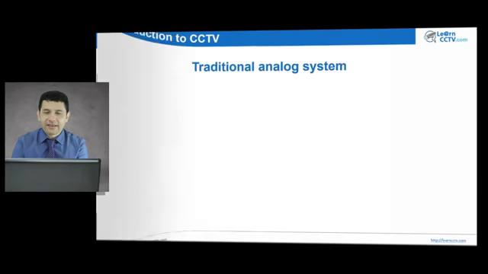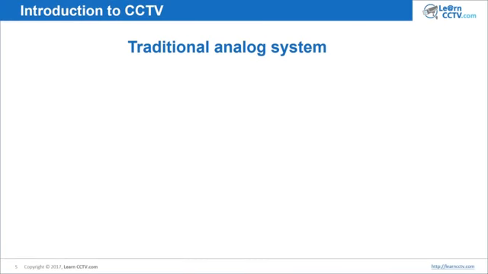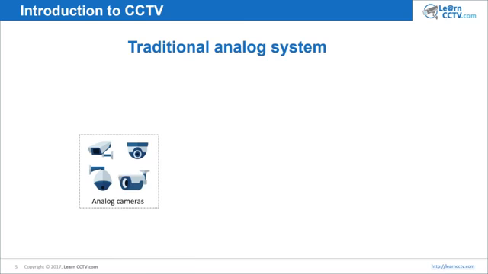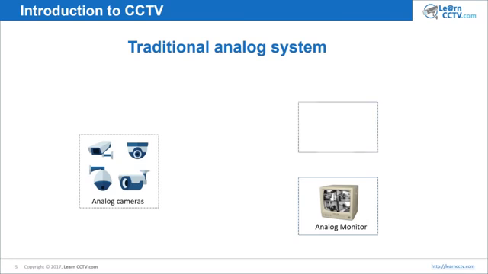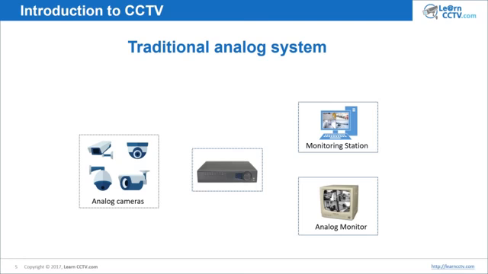So let's have an idea here of how a traditional system works. Let's start with the analog system. So here I have my cameras, could be different kinds of cameras, analog cameras. And then here I have my analog monitor. And I also have my monitor station. That's a computer with the software to monitor the system, right? Then in the middle of everything, I have the DVR. DVR is the digital video recorder, used to record the videos from the cameras.